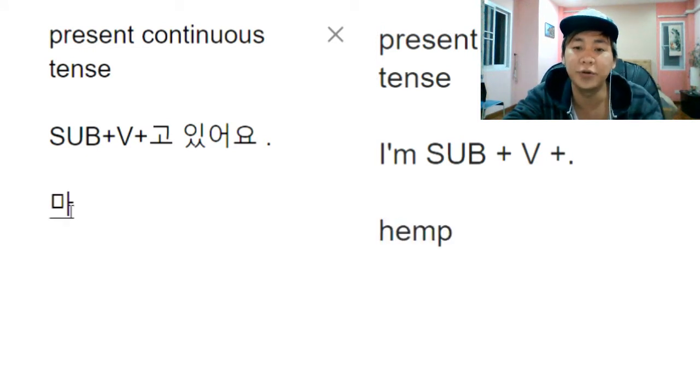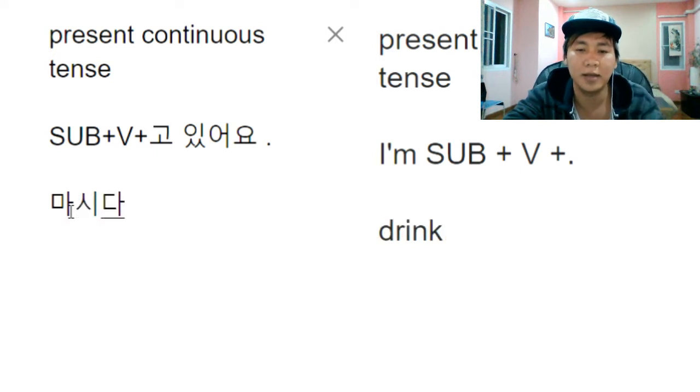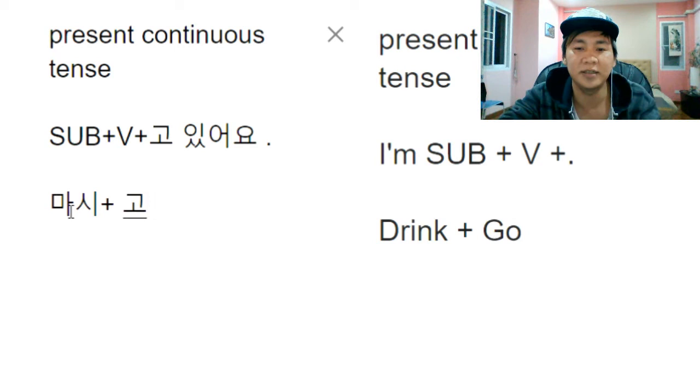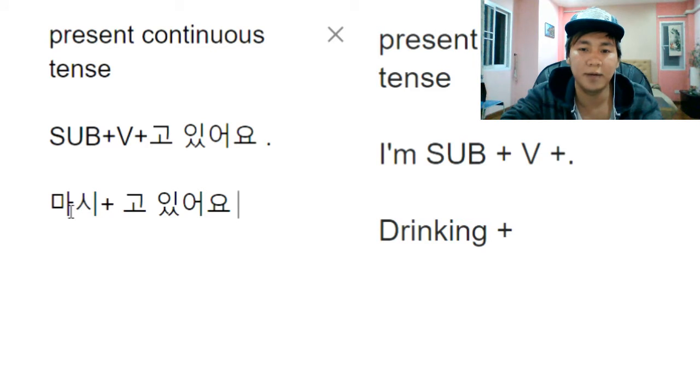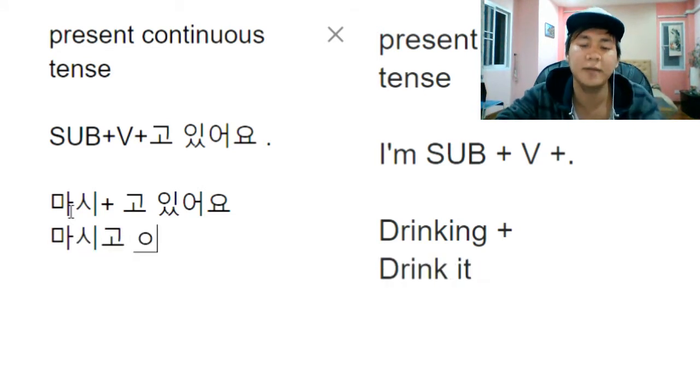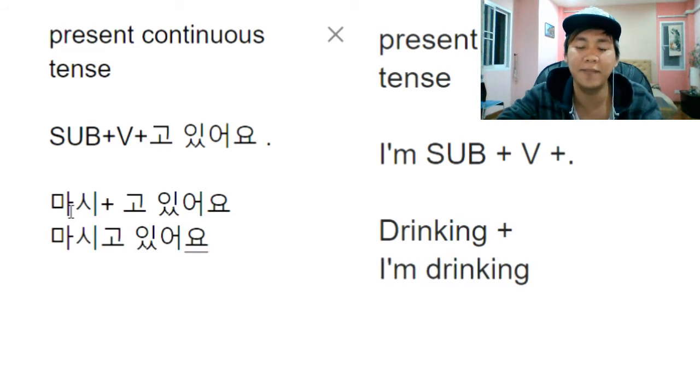마시다, to drink. Okay, to drink. Remove 다, and then add 고 있어요. It means drinking. So it becomes 마시고 있어요. Okay, 마시고 있어요. I am drinking.